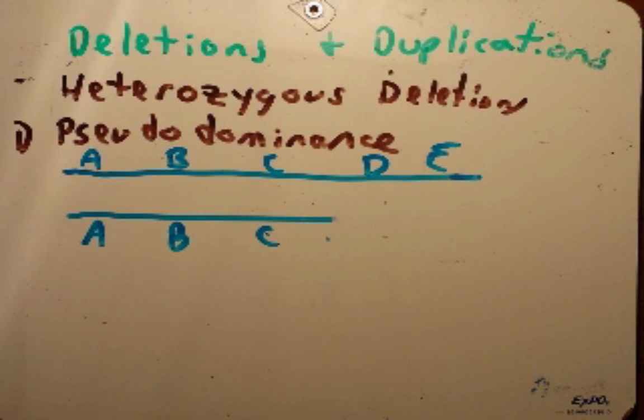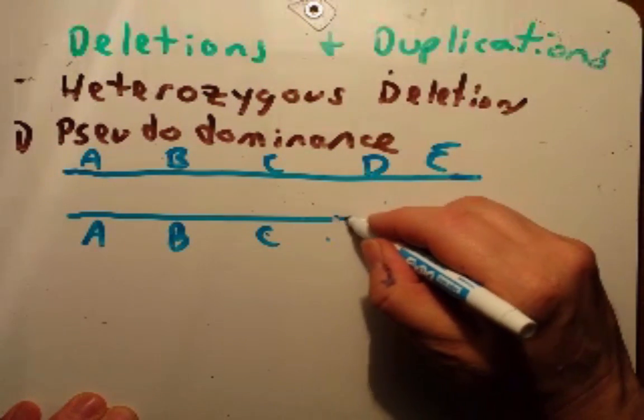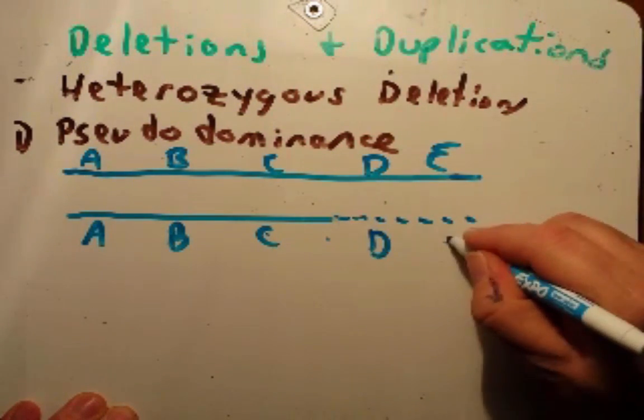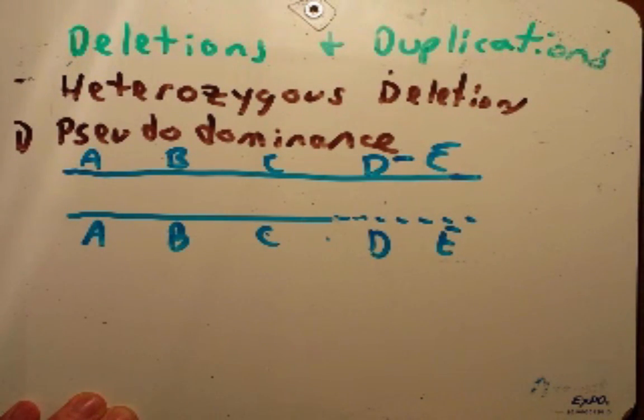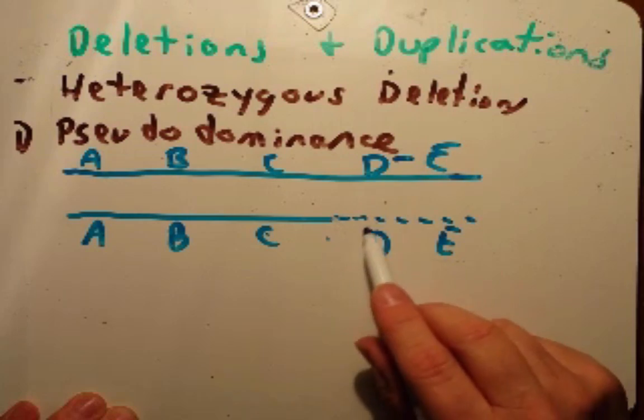However, what if this person was a heterozygote for D? And the one that was deleted, if we draw it right here, right? Before it was deleted, it was D. And let's say this one was D minus. It's the mutant form. In that situation, it was okay because you still had this D.